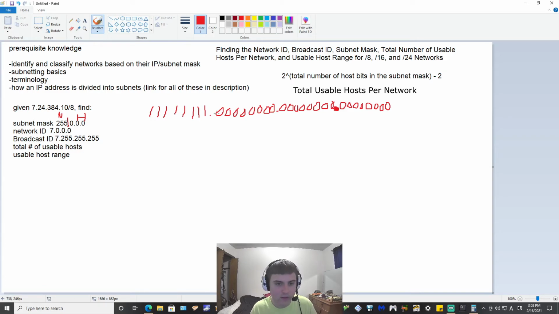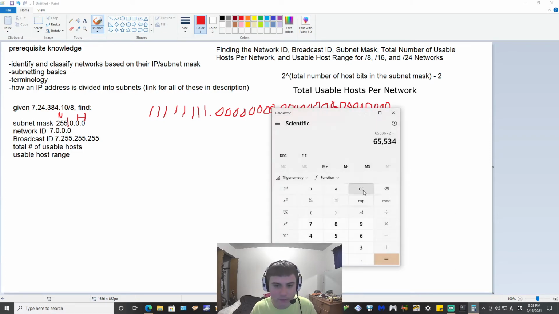Okay, there's 8 in each octet, so that's 8 times 1, times 2, times 3. 8 times 3 is 24, all right? So we have 24 host bits. So the formula says 2 to the power of the total number of host bits in the subnet mask, minus 2. In this case, we got 24. So in our calculator, from our last problem, we'll do 2 to the power of 24. Okay, 16 million, we'll do that minus 2.